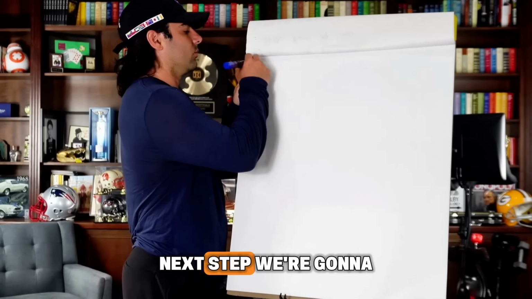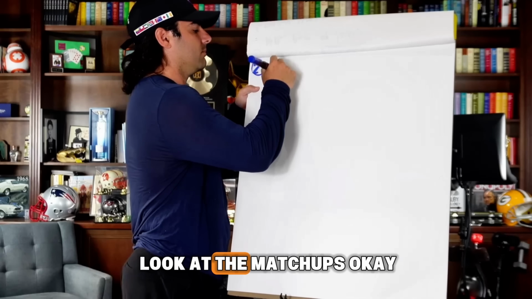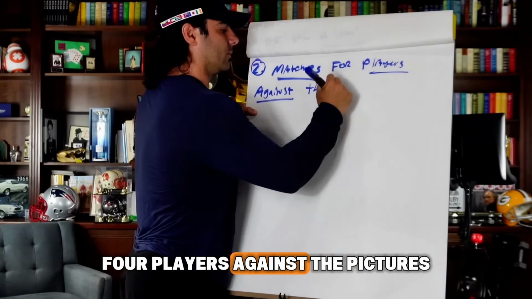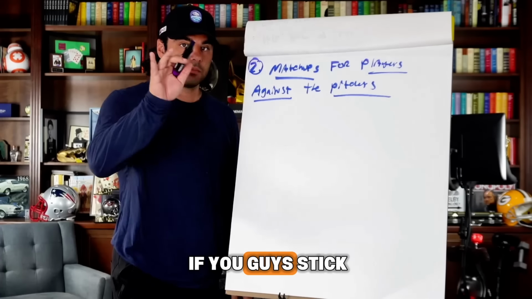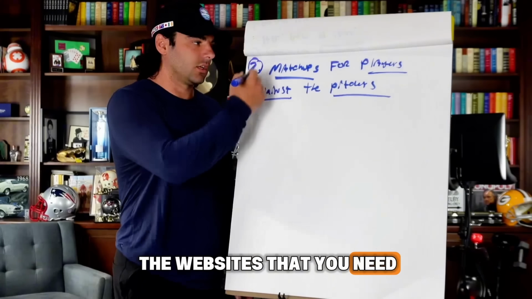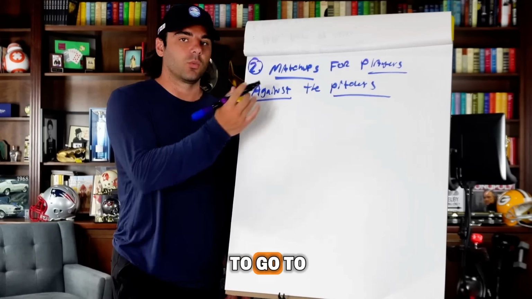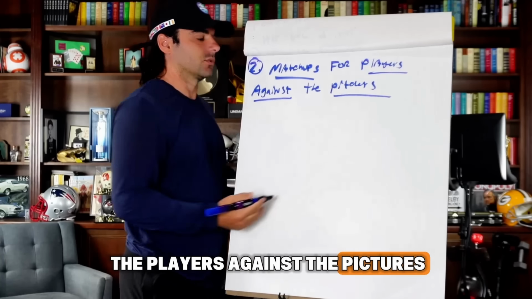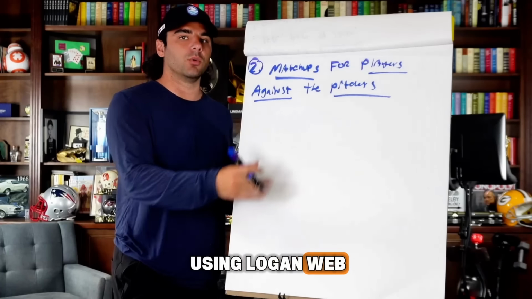Next step, we're going to look at the matchups, okay, for players against the pitchers. So like I said, if you guys stick to the end, I'm going to show you the websites that you need so that way you know exactly which website to go to and where to find this information. So the matchups for the players against the pitchers. So for example, we're using Logan Webb, we're using Max Fried.